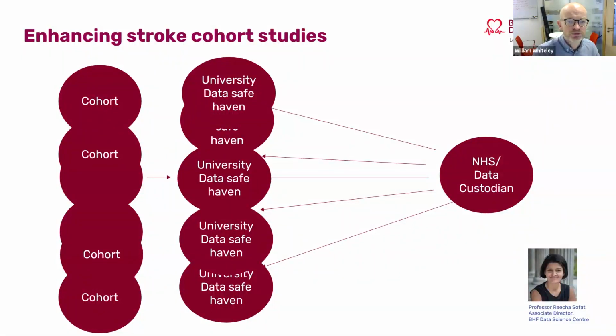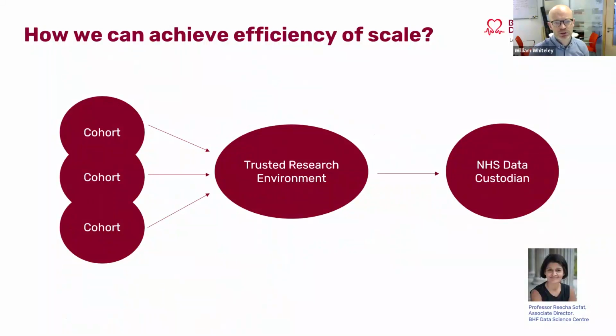So what Professor Sofat has done is worked on a trusted research environment based on the infrastructure used for the SAIL dataset, which some of you may have used, which would aim to bring cohorts together into one place so they can all be linked one time to NHS data. And we're looking for stroke cohorts who would like to be involved in that project. So please contact us if you would, because we think this will make that kind of linkage much easier for you.